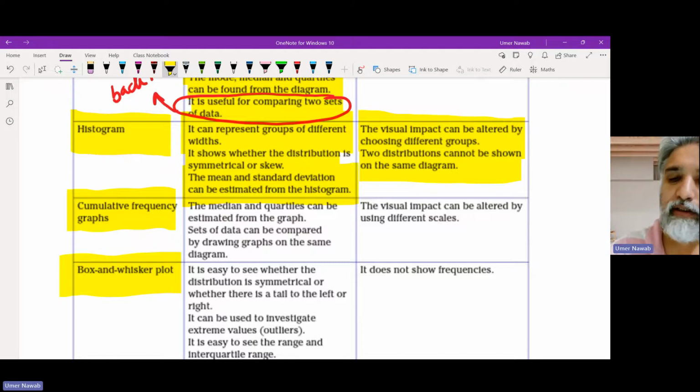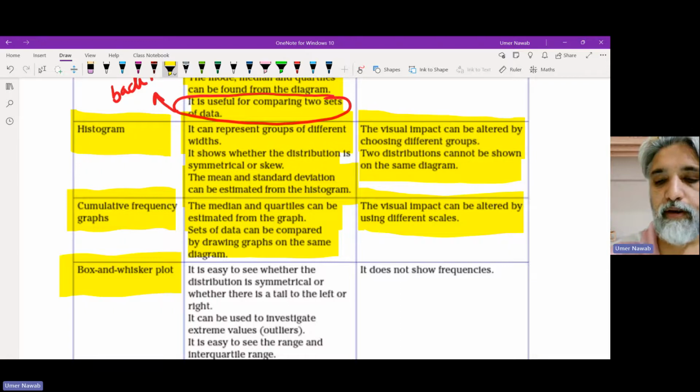Cumulative frequency curve, guys, you remember that, and inshallah in this video I'll explain it to you. The median and the quartiles or percentiles can be easily estimated from the graph. The cumulative frequency curve is very ideal to compare two data sets, like we use box and whisker, the cumulative frequency curve, and also the back-to-back stem and leaf diagram. They are good to compare the two data sets.